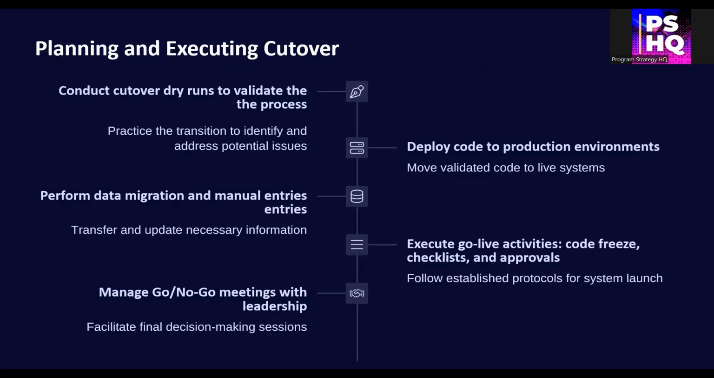For cutover, start with dry runs. Simulate go-live to catch potential issues. Then move validated code to the production environment, perform data migration and manual entries if needed. Execute go-live steps, enforce code freeze, follow checklists, and conduct go-no-go meetings with the leadership. Everything must be deliberate and documented.